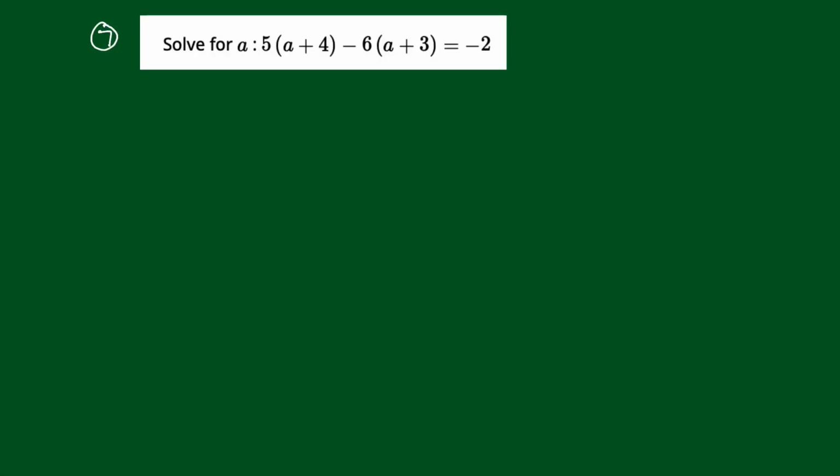Here's a nice looking equation. Let's see if we can solve it. How about if we distribute this 5 through and then the negative 6 through? It's really a 6, but it's subtracting. I'm going to think of it as negative 6. So take that 5 through.